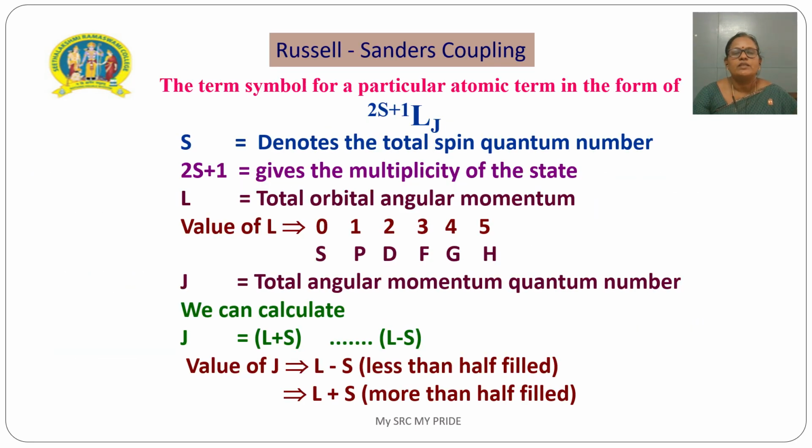Russell-Saunders coupling: the term symbol for a particular atomic term is in the form 2S+1 L_J. Here, S denotes the total spin quantum number. 2S+1 gives the multiplicity of the state. L is the total orbital angular momentum. Values of L: 0 means S, 1 means P, 2 means D, 3 means F, 4 means G, and 5 means H. J is the total angular momentum number. We can have J values from L+S up to L-S.